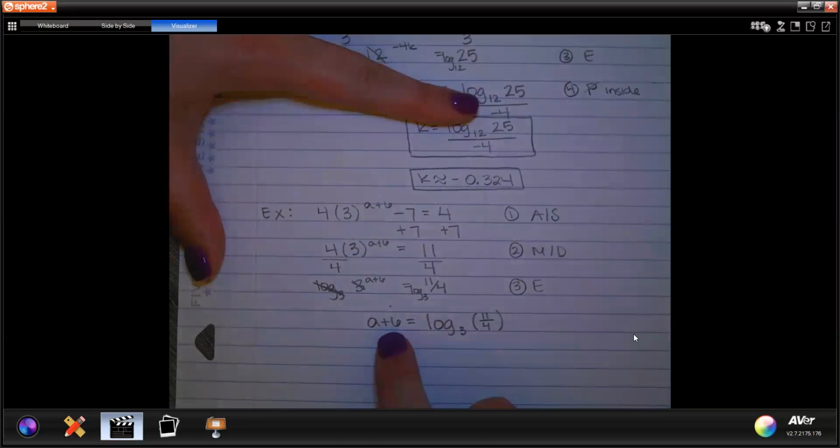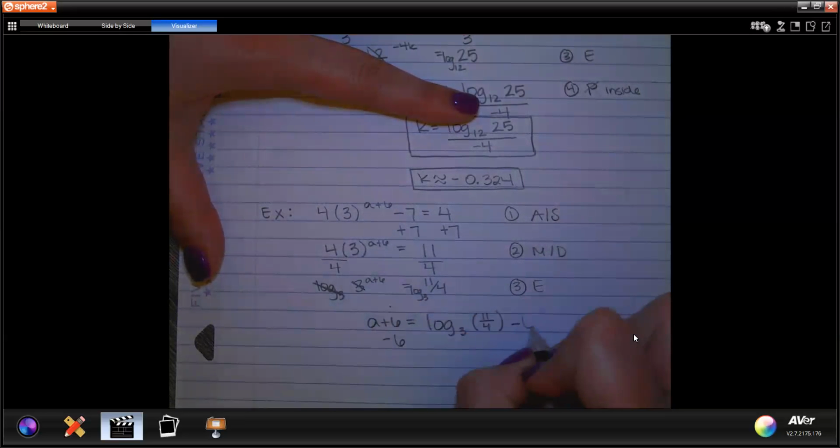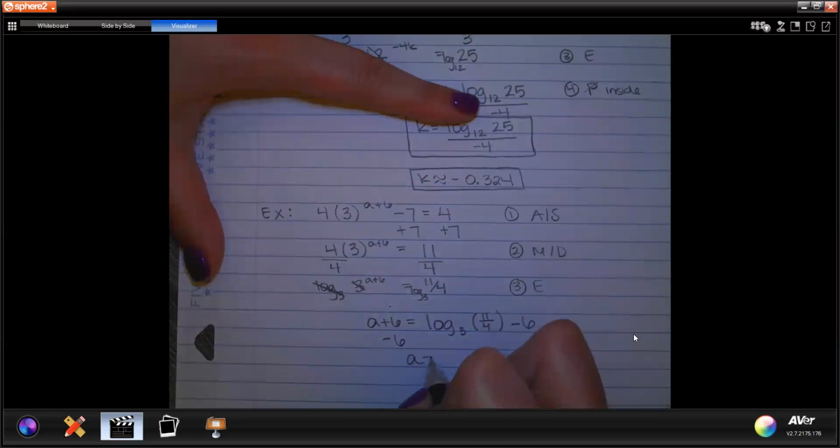All right. Now, these aren't really parentheses, right? I mean, you can think of them as parentheses as you want, but that was kind of like the inside of the exponential function. So now we're inside, and now to get the variable alone, I just need to take that 6 and subtract it over. I'm just going to subtract it off the end. So my exact answer is log base 3 of 11 over 4 with a minus 6 on the end. That's my perfect answer.